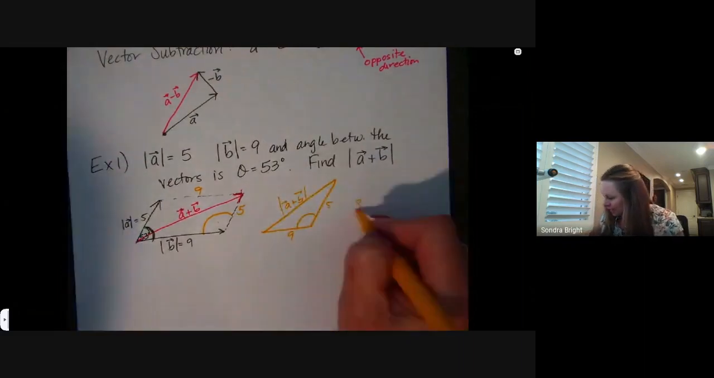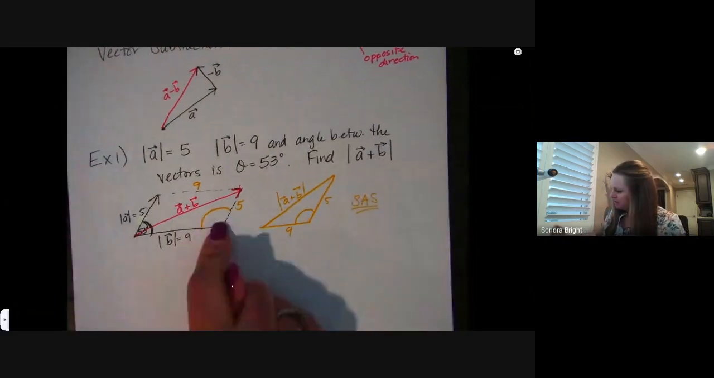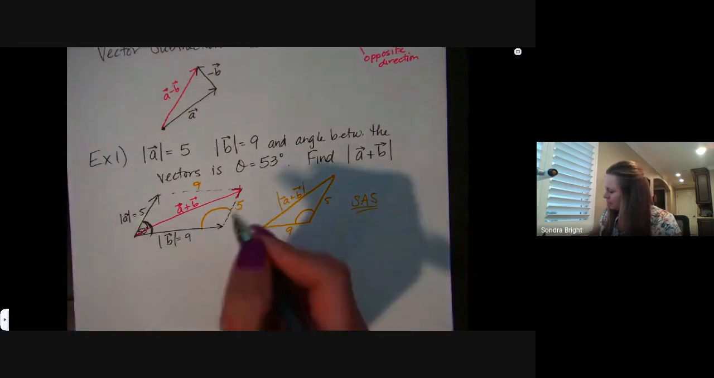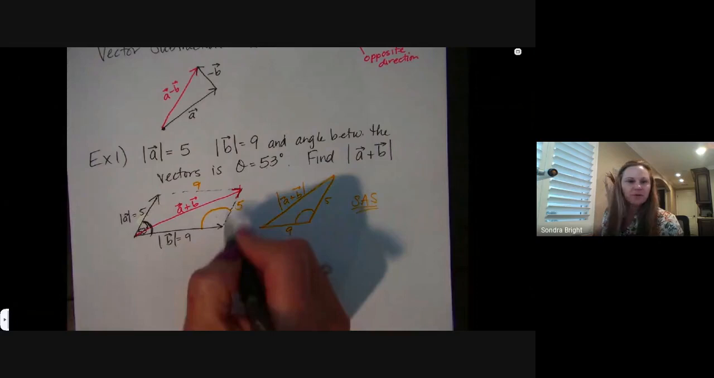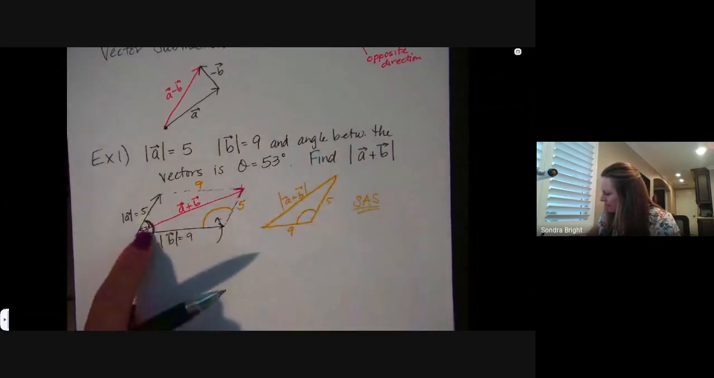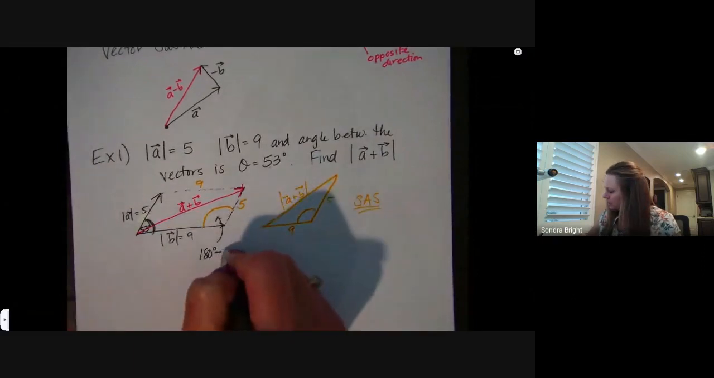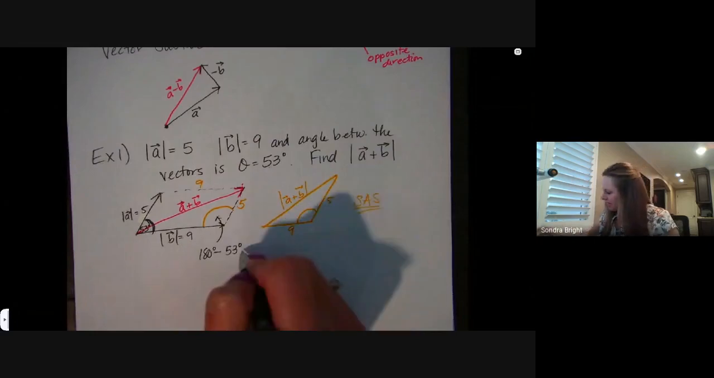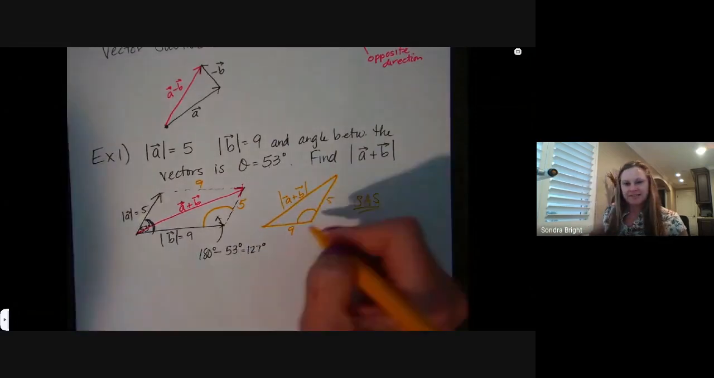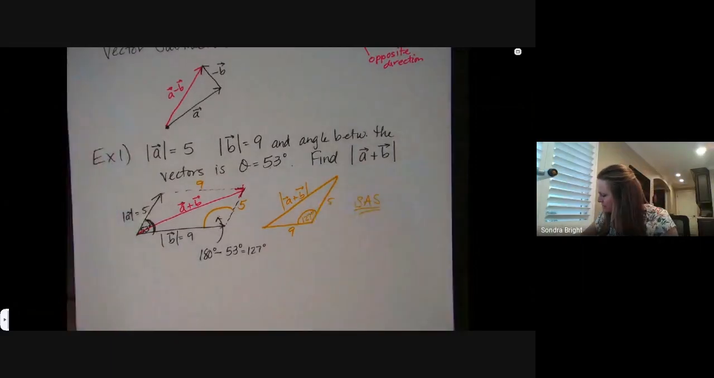Do I know what that one is? Well, there's the rule of parallelograms. Do you remember it from geometry? This angle right here will be the supplement of 53. So you'll just find it by doing 180 minus 53 degrees, and that'll give you 127 degrees. So that's what goes there. Yeah, you got a side angle side triangle. You're going to use law of cosines.